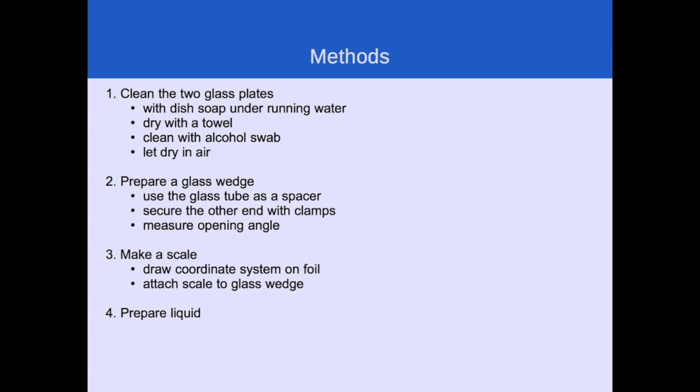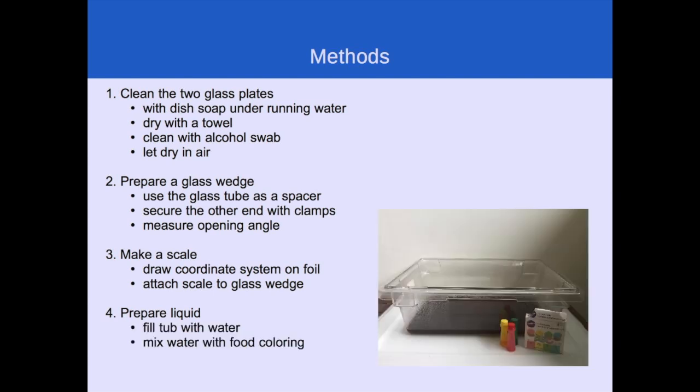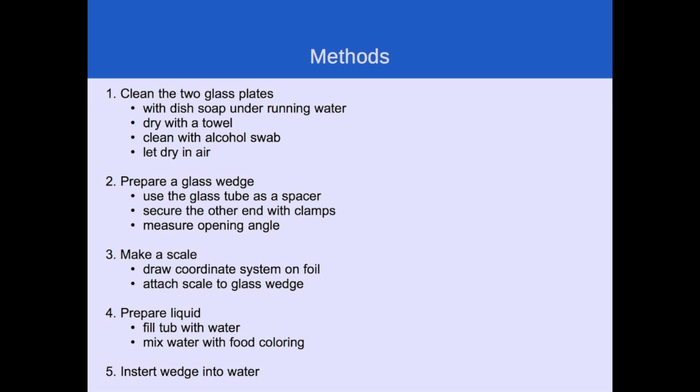To prepare the liquid, you pretty much have to fill the tub with tap water. I used tap water; you can also use distilled water if you want maybe better results, but I just had tap water. Then you want to mix in food colors. Any colors are allowed, do whatever you feel like. And then the next step is inserting the wedge into the water.